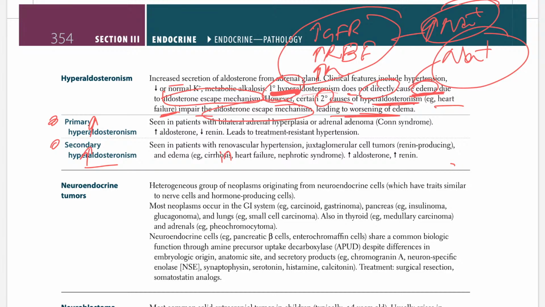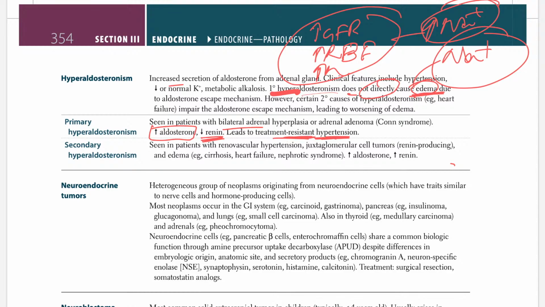So the primary one is seen in patients with bilateral adrenal hyperplasia. You have the adrenal hyperplasia or adenoma, which is known as Conn syndrome. This is the primary, meaning the primary organ is affected. So primary is going to cause increase in aldosterone, decrease renin, high yield. Primary: increase aldosterone, decrease renin, leads to treatment resistant hypertension.